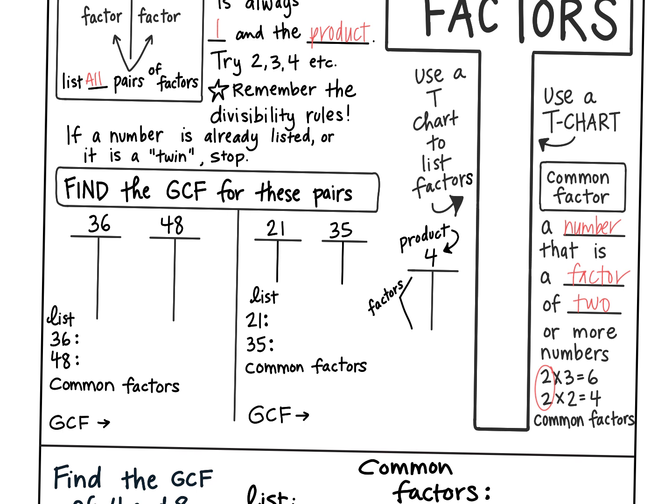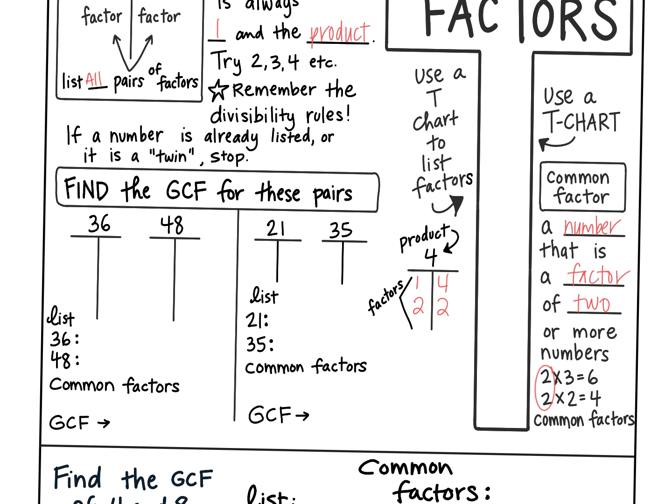Now we're going to practice listing factors. 4 is a very small number, so it's not going to be a lot. I'm going to start with 1 and the number itself, 4. What would my next factors be? 2 and 2, and those are what we call the twins. So there's no sense in listing 3 or listing 4 because I've got to a twin.